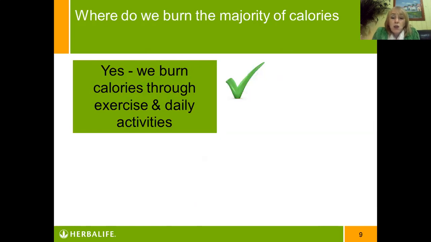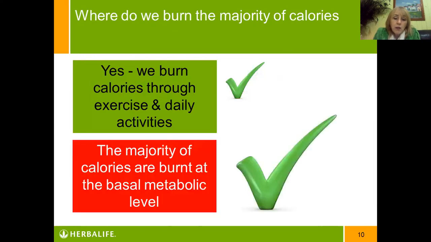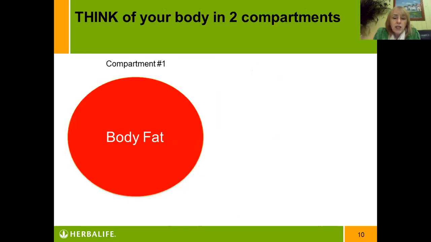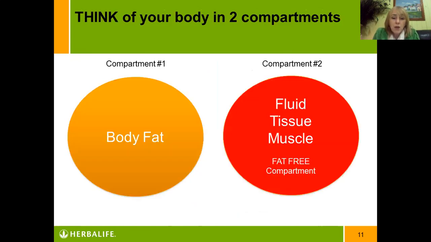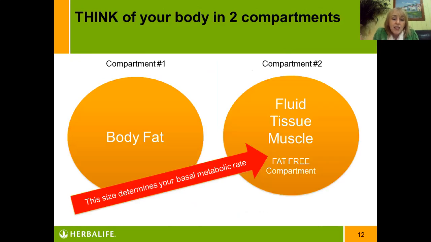So where do we burn the majority of our calories? Yes, we burn calories through exercise and daily activities, but the majority of the calories are burnt at your basal metabolic level. So think of your body as 2 compartments. Compartment number 1 is your body fat compartment. Compartment number 2 is your fat-free compartment that combines fluid, tissue, and muscle. This side determines your basal metabolic rate. So that is your fat-free compartment: the fluid, the tissue, and your muscle. This determines your basal metabolic rate.